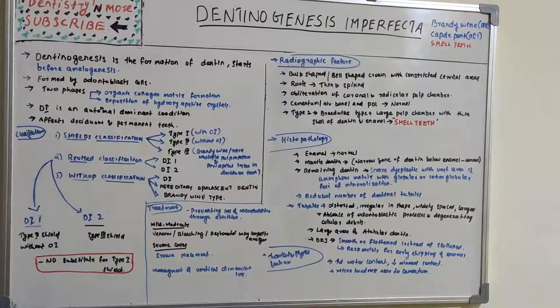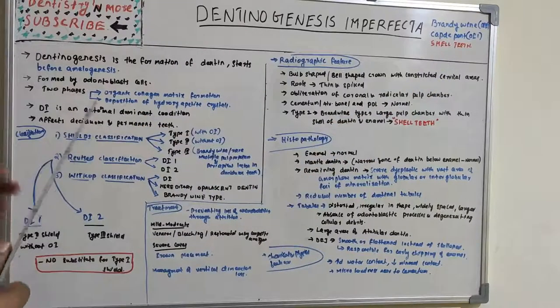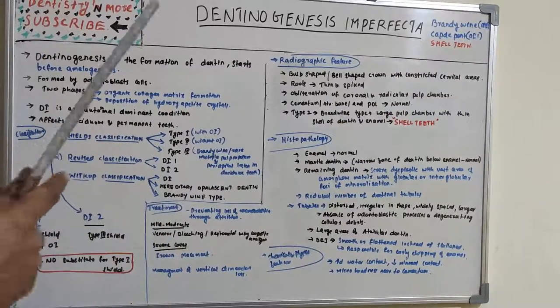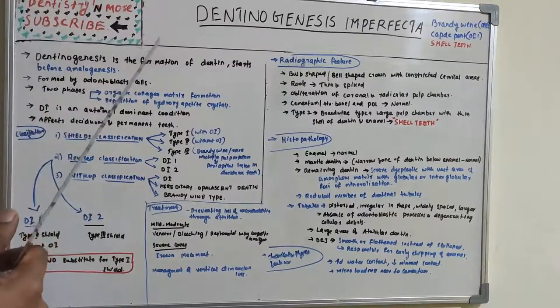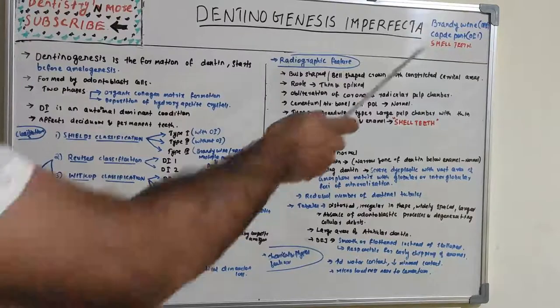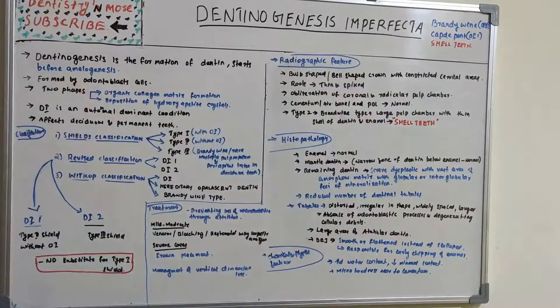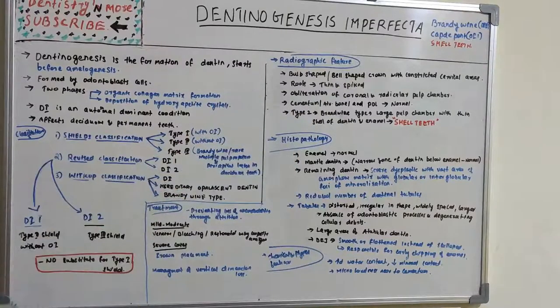In radiographic features, there will be bulb-shaped or bell-shaped crowns with constriction at the cervical areas. So the cervical areas will be constricted. So it will be bulb-shaped or bell-shaped. You know how a bulb or bell looks, whether you keep it upright or in the opposite direction, the tip will be constricted. So the cervical areas will be constricted. And there will be thin and spiked roots.